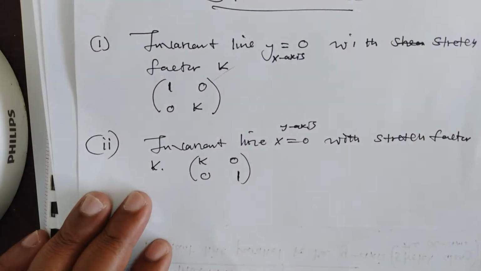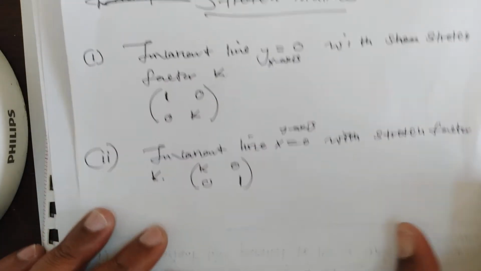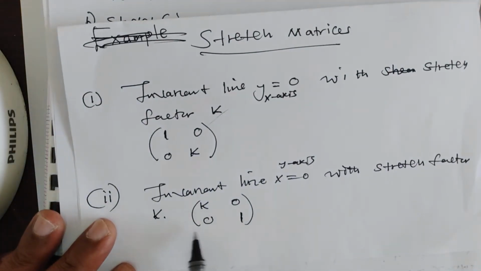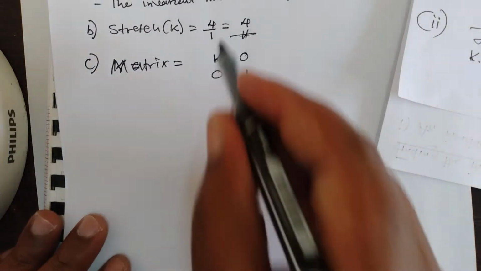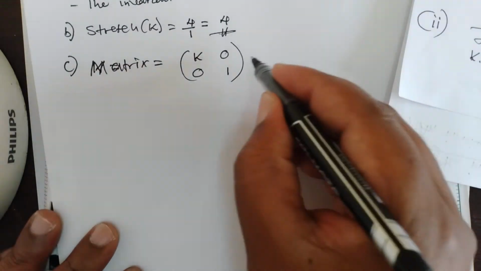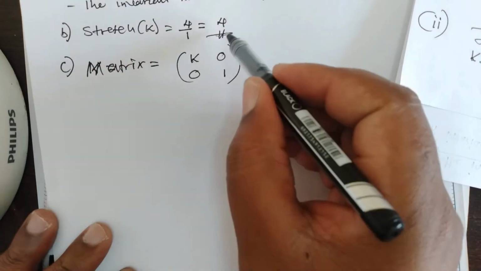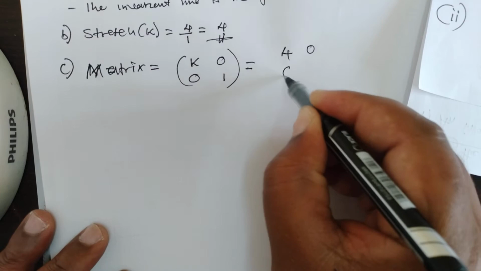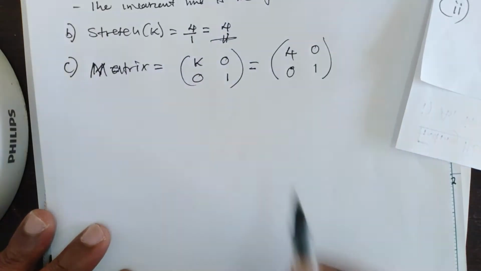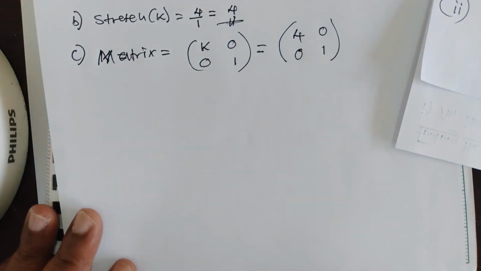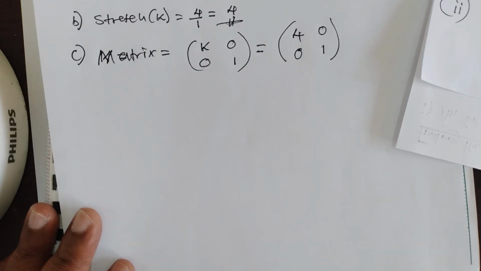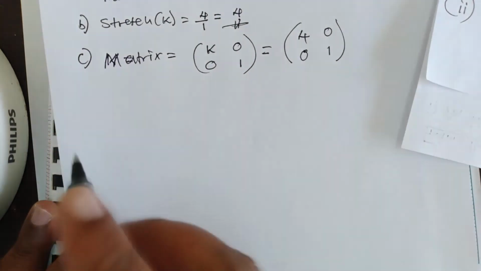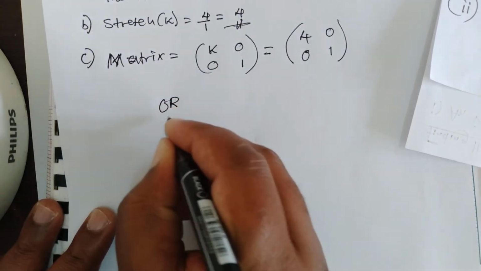So if our invariant line is the y-axis, like we have found here, then this is the kind of matrix that we are supposed to use. So we are going to have k, 0, 0, 1. What is our stretch factor? 4. So I'll put 4 here, so I'll have 4, 0, 0, 1. That's what you're supposed to have. If you have a problem with taking note of these matrices, we have another method.